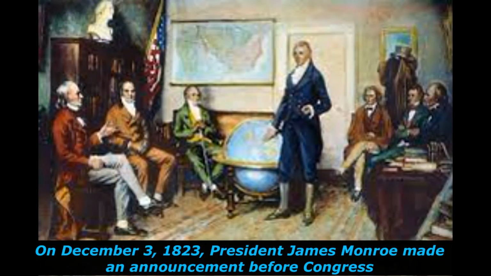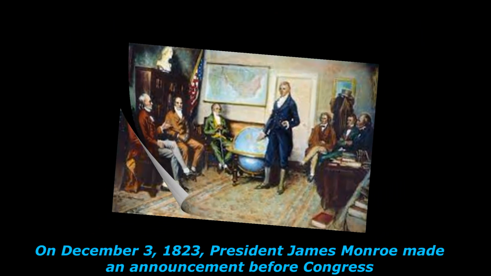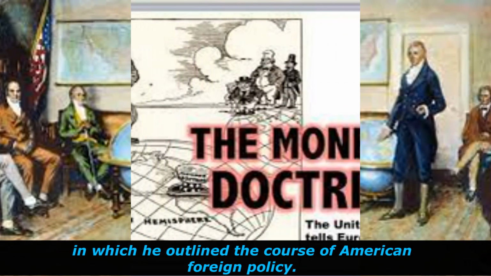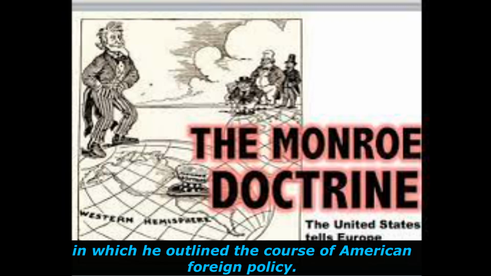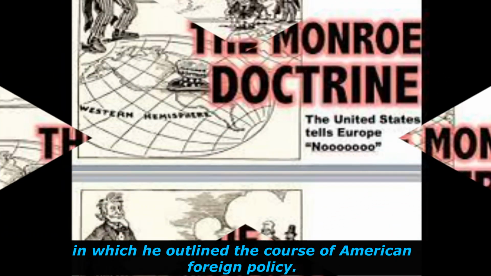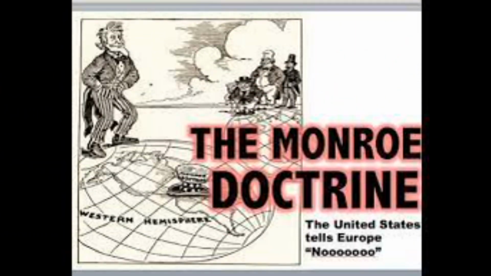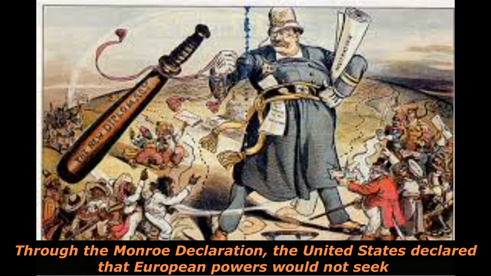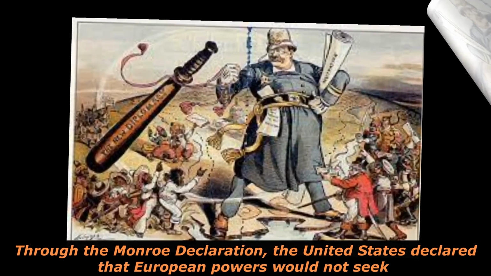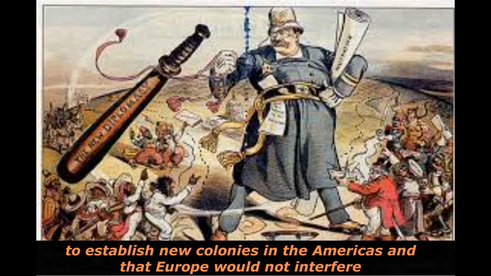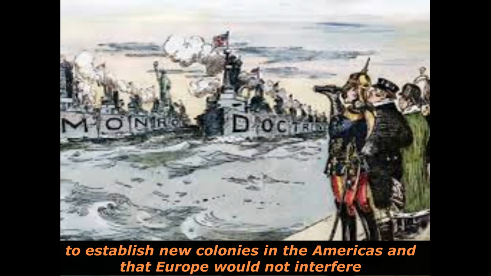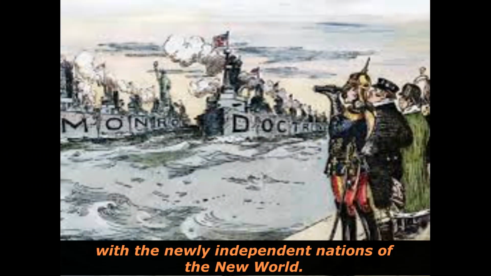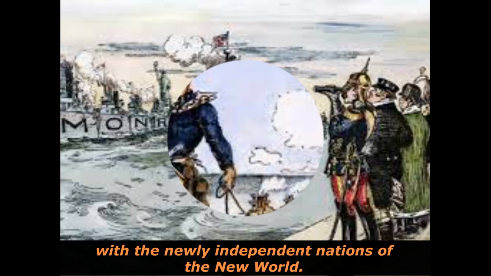On December 3, 1823, President James Monroe made an announcement before Congress in which he outlined the course of American foreign policy. Through the Monroe Declaration, the United States declared the European powers would not seek to establish new colonies in the Americas and that Europe would not interfere with the newly independent nations of the New World.